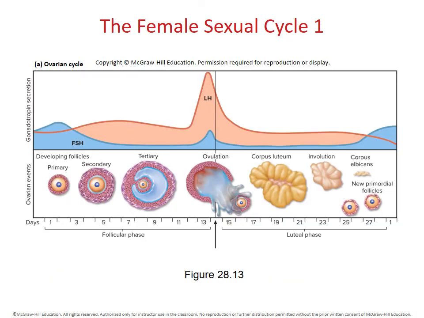Here we see a nice graphical representation of what's happening. I wouldn't pay too much attention to exactly what's happening down here. It's a little bit misleading because, again, during a 28-day cycle, you do not move from primary follicle to ovulation. It takes, remember, 290 days to go from a primordial follicle to ovulation.